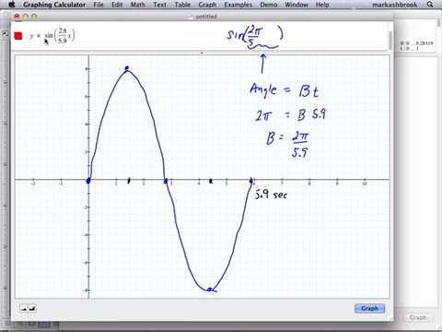You put the radius length. Which is? Did anyone come up with that function before I started? Did you get that? 8 times. Good. So if you got this function before I started, that's good. And your x would be t. So 8 sine 2 pi over 5.9 x.